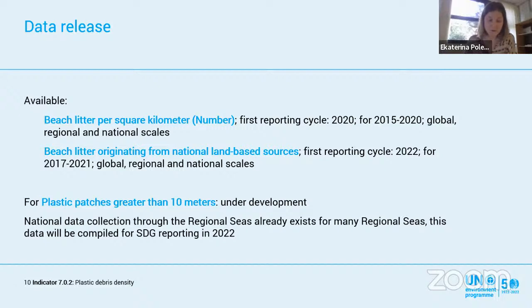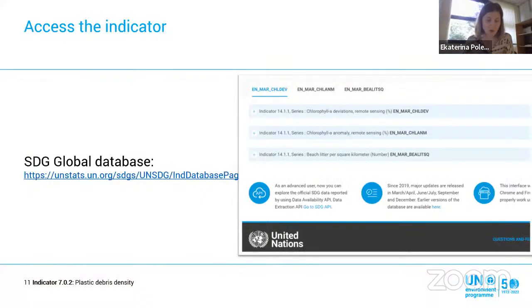Data on plastic patches greater than 10 meters is under development. National data collections through the regional seas already exist for some regional seas. This data will be compiled for SDG reporting in 2022. Next slide, please. All available data can be found in the SDG global database. Next slide, please.